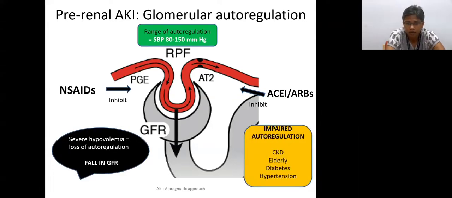And there are a group of patients who are especially prone to prerenal AKI. These are those in whom there is an impaired autoregulation, either because of chronic kidney disease or because they're elderly or have diabetes or hypertension. This is the group in which you would often see that even with minor fluctuations in blood pressure, you may find that they sustain an acute kidney injury.